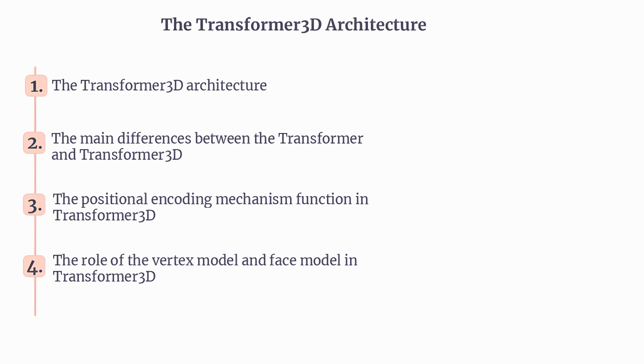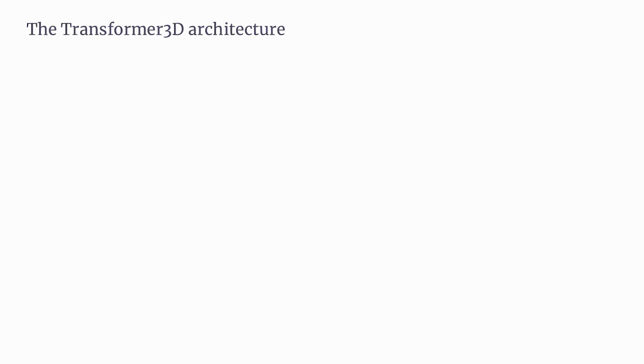Let's explore it in 4 parts. The Transformer 3D architecture. The main differences between the Transformer and Transformer 3D. The positional encoding mechanism function in Transformer 3D. The role of the vertex model and face model in Transformer 3D. Now let's explore how Transformer 3D architecture achieves this.